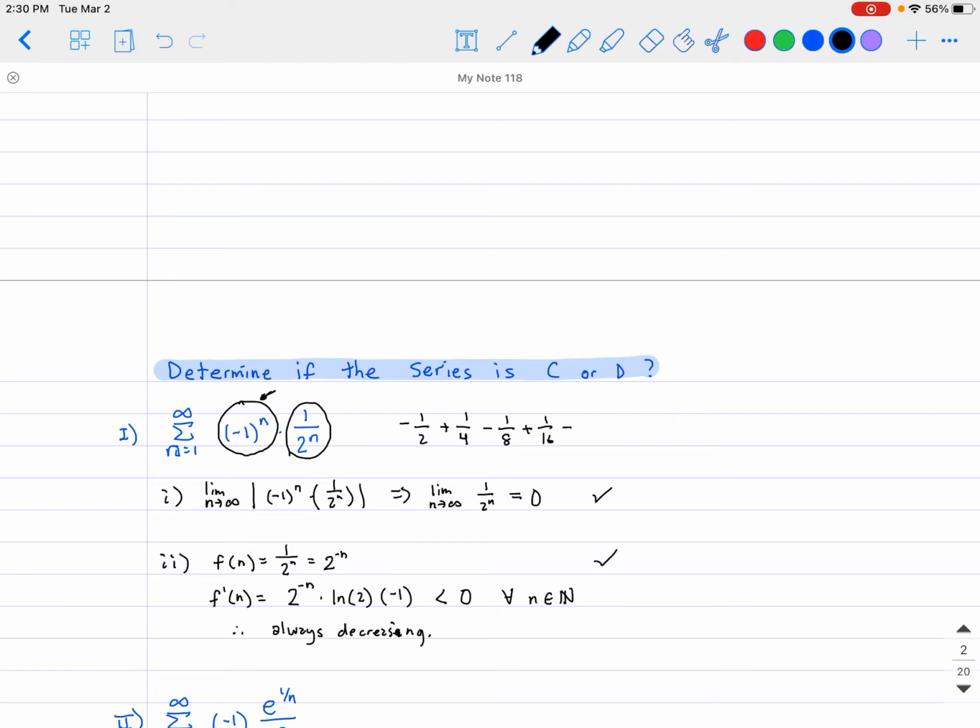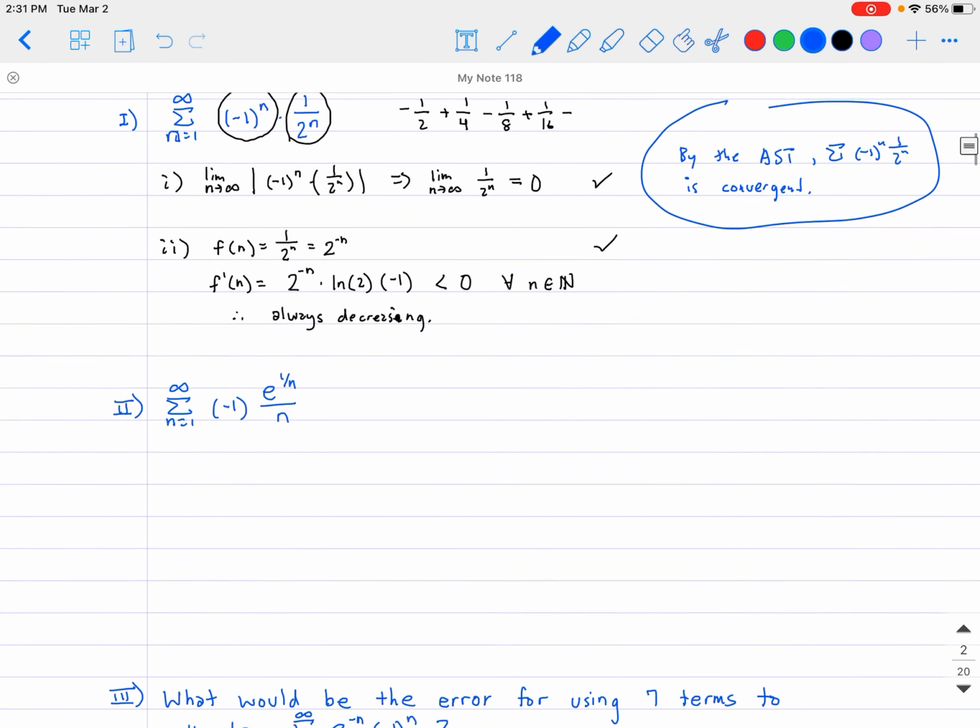We have the first condition, we have the second condition. So now we can write our conclusion. By the alternating series test, the summation of negative 1 to the n of 1 over 2 to the n is going to be convergent. So there you go, that's how you're going to use it. All right, let's go ahead and see another problem that's similar to it.